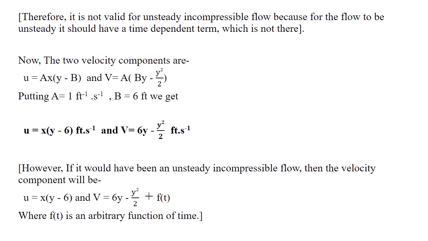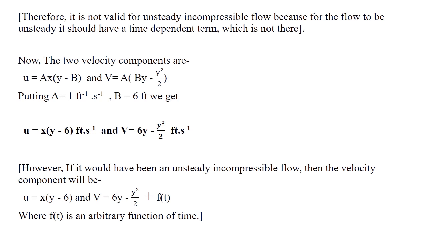So let's move on. Now the two velocity components which we get are u = ax(y - b), and v = a(by - y²/2). As the values of a and b were given in the question, putting these values of a and b in the above equations, we will get the value of u as x(y - 6) feet per second, and the value of v is equal to (6y - y²/2) feet per second.